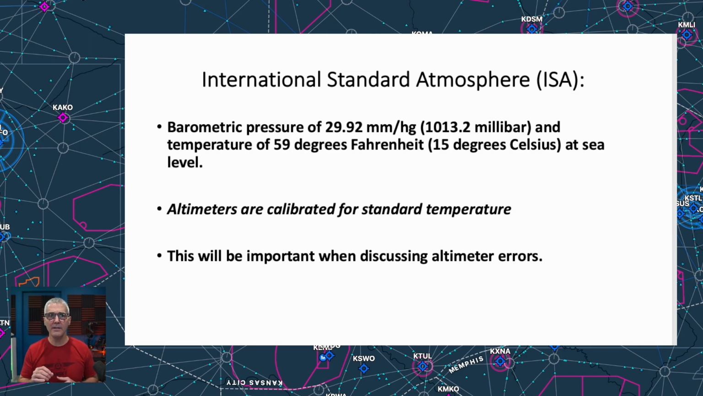Here's an important concept, and that is altimeters are calibrated for standard temperature. Temperature does affect pressure, and pressure will affect the altimeter reading. So it is important to know that there's no setting on a mechanical altimeter to adjust for that. That's very important to know, and we'll discuss that later in the more in-depth portion.